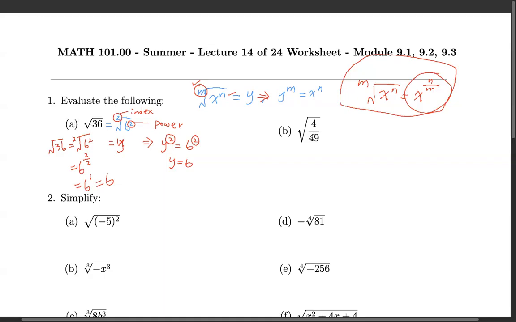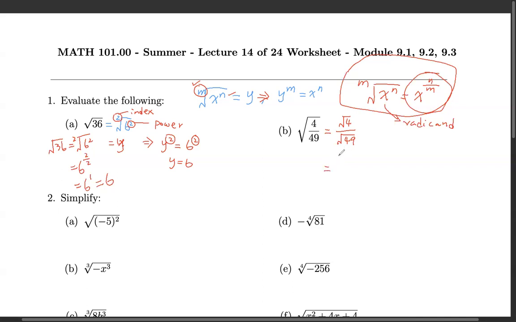So that's A. Now let's see B. B, inside we call the radicand. So x in here, everyone has a name. This is called a radicand. Right, n is the power, m is the index, x raised to n is called the radicand. So inside the radicand is a fraction, a square root of a fraction. So we can do this. We can take the square root of the numerator. We can take the square root of the denominator.